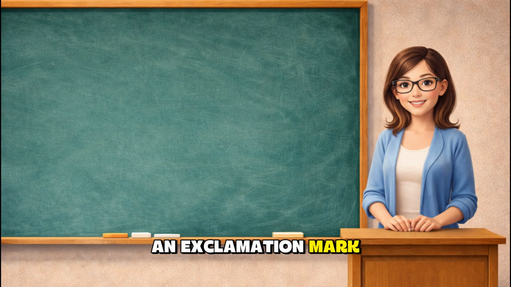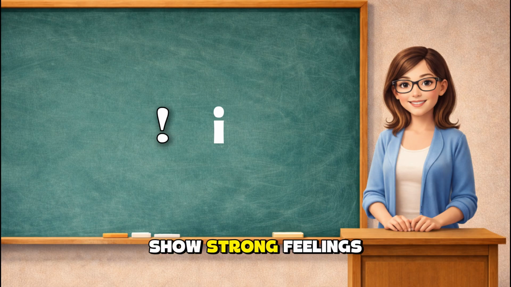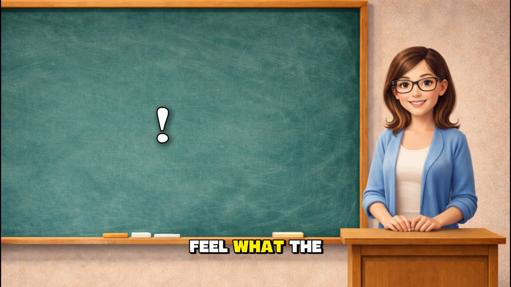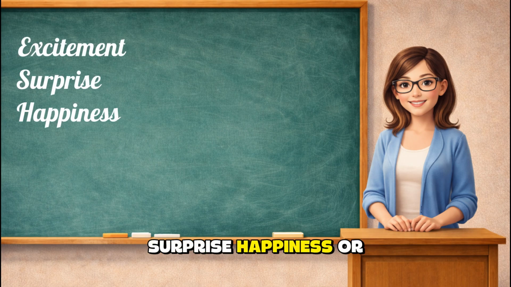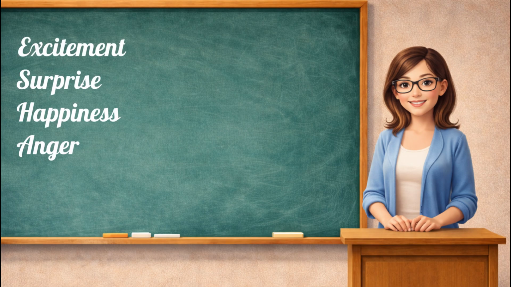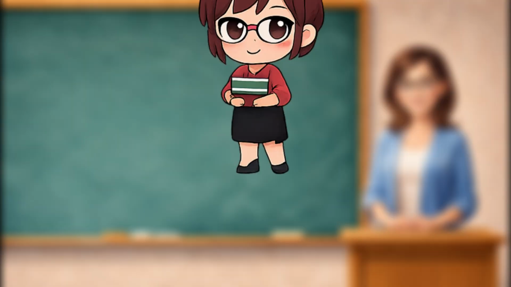An exclamation mark, which looks like this, a period with a straight hat on its head, or an upside-down letter I, is used to show strong feelings to the reader of any sentence. Its job is to express emotion and help you feel what the writer wants you to feel. It can express emotions like excitement, surprise, happiness, or even anger. When we read a sentence with an exclamation mark, our voice sounds stronger and more emotional.